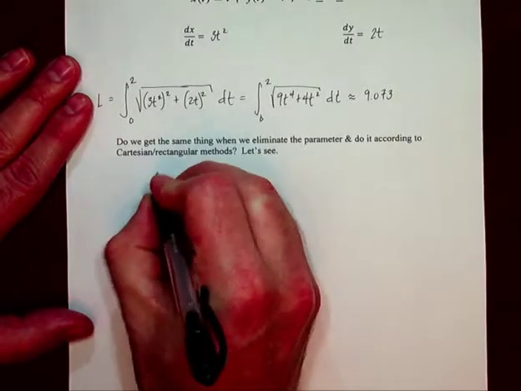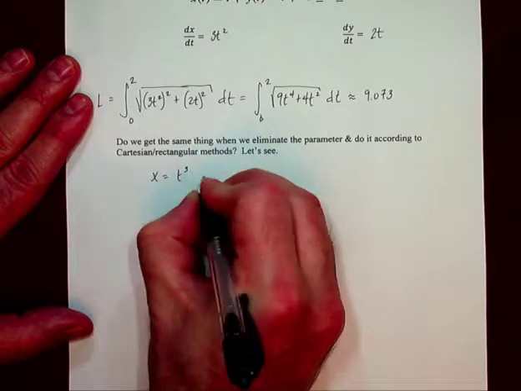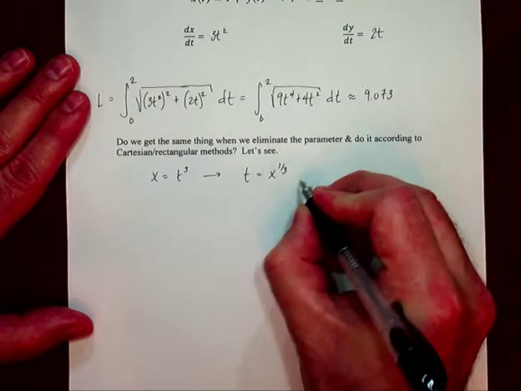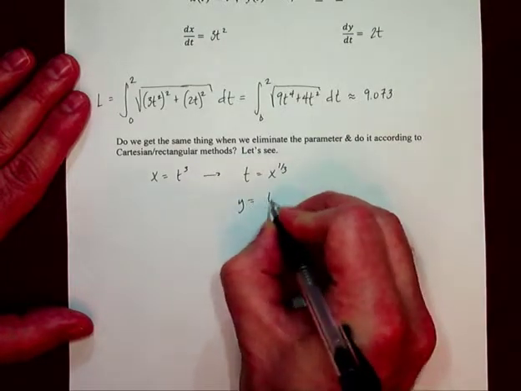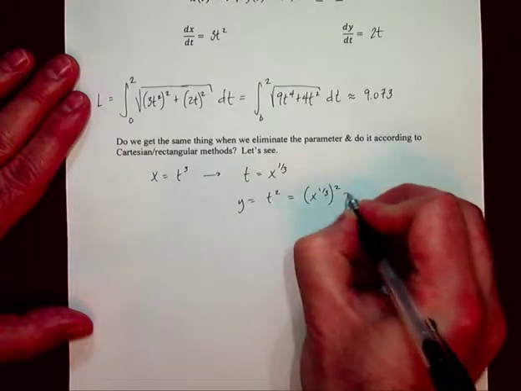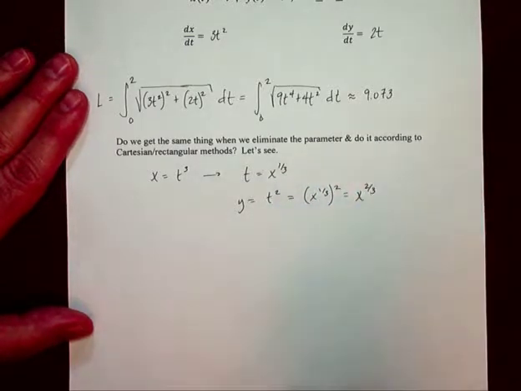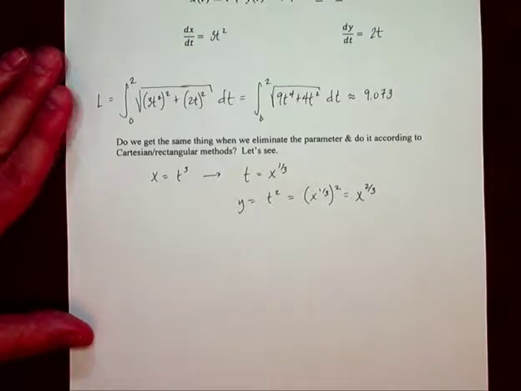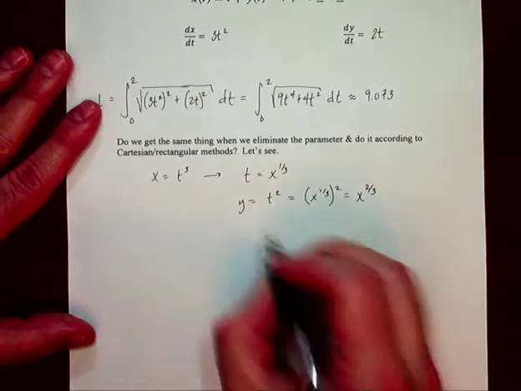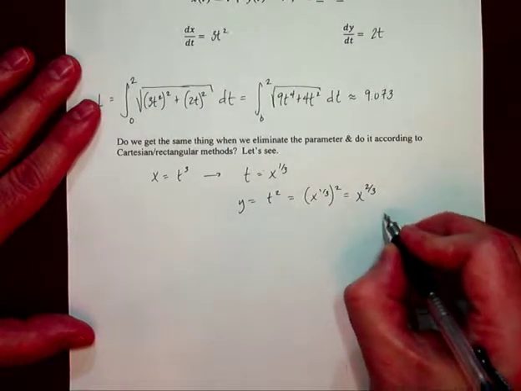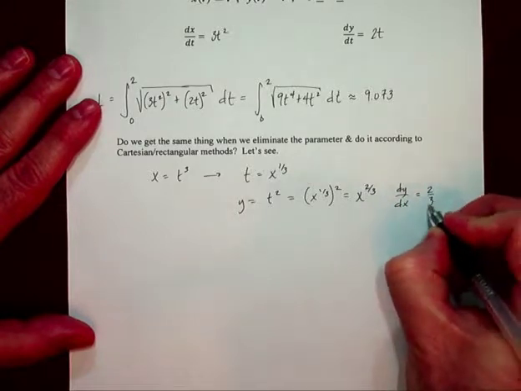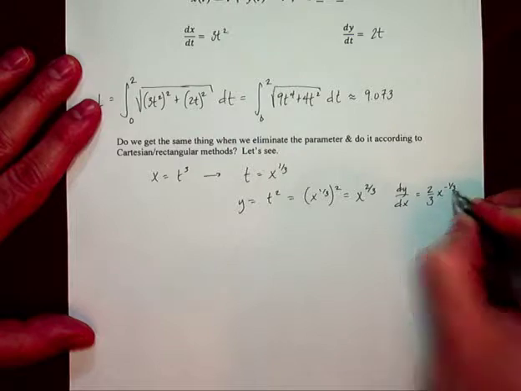Because remember that if x is equal to t cubed, that implies that t is equal to x to the 1/3, and therefore y is equal to t squared becomes x to the 1/3 squared, or x to the 2/3. So we know what the function looks like here. We can, of course, go ahead and find dy/dx. We're going to need it, and it's 2/3 x to the negative 1/3.